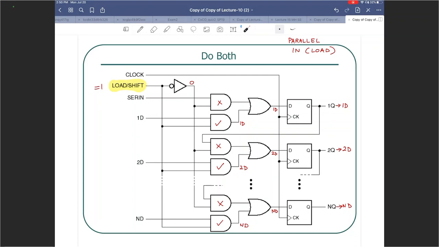Next, let us see what happens when I make this 0. If I make that 0, this will be 1. If that is 1, these are now going to be active. This is going to be, well, this is not even connected, right?